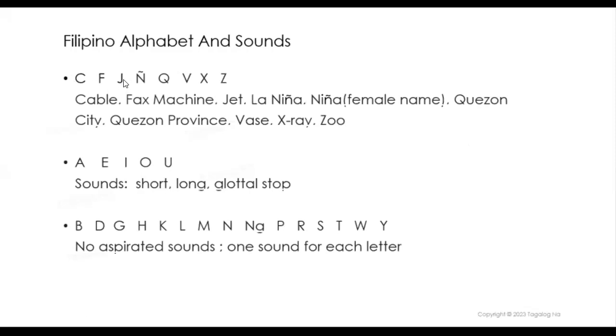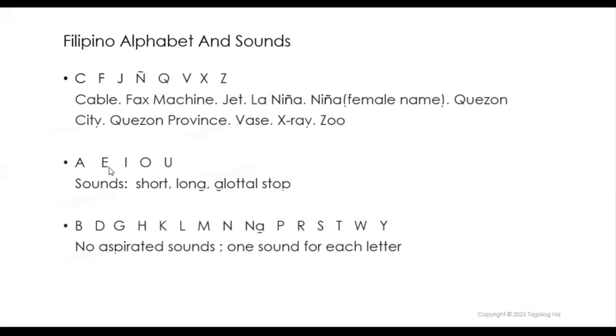First are the 8 consonants we derive from foreign alphabet. With these letters, we either pronounce them the way they are spoken, say in English or Spanish, or we pronounce the words in Filipino way. Let's read the examples. C for cable, F for fax machine, J for jet, NE for La Nina, Q for Quezon City, Quezon Province, V for vase, X for X-ray, and Z for zoo.